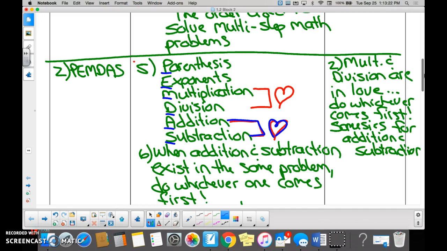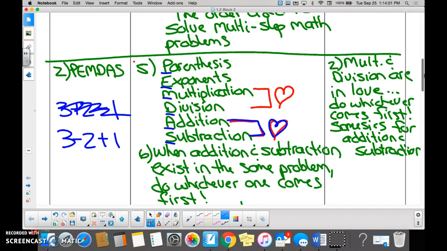They're in love? What does that mean? So we had this problem, 3 plus 2 minus 1, right? We all thought a long time ago that you had to do addition first because in PEMDAS the A comes before the S, right? But that's not true because addition and subtraction are in love. I'm sorry, it was 3 minus 2 plus 1. So do you do subtraction first or addition first? Because they're in love, whichever one comes first, you do first.